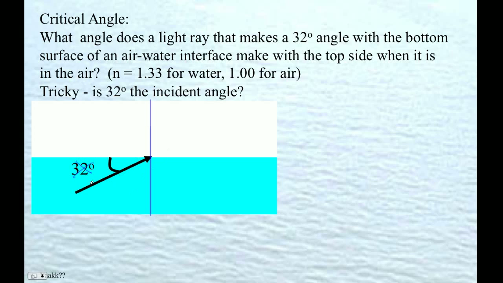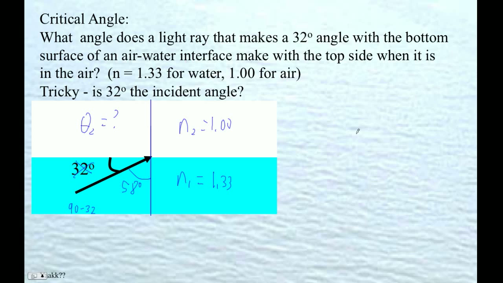This is not the angle that we use, right? We actually want to use the 58-degree angle here, that being 90 minus 32. Okay, so let's just set this thing up. This is going to be N1. N1 is 1.33, N2 is 1.00, and we're just trying to find theta 2.